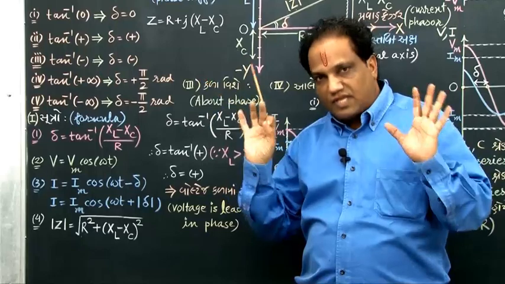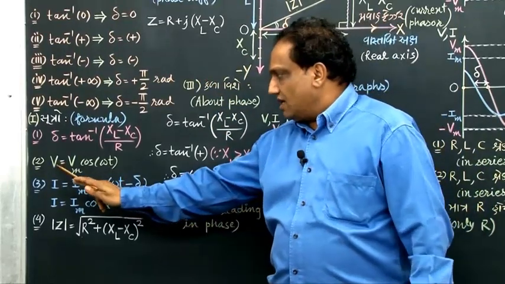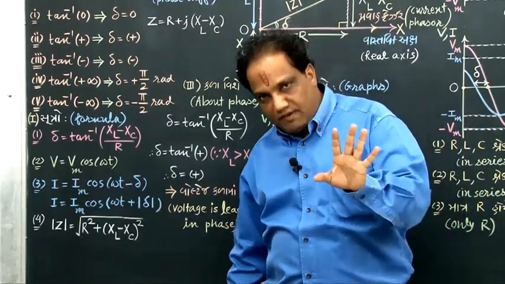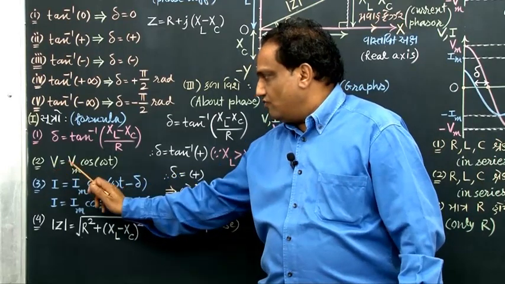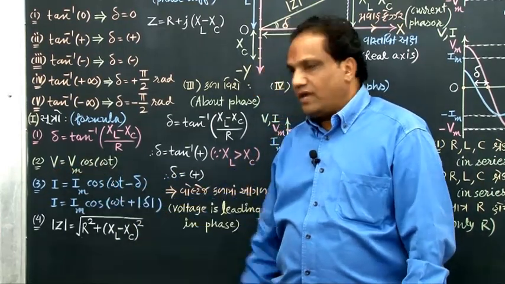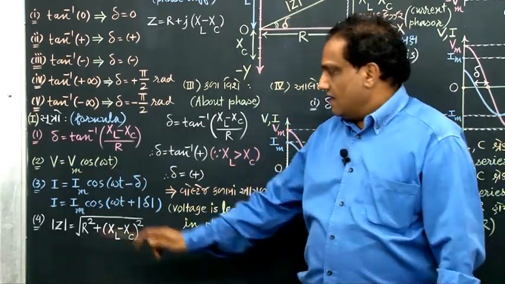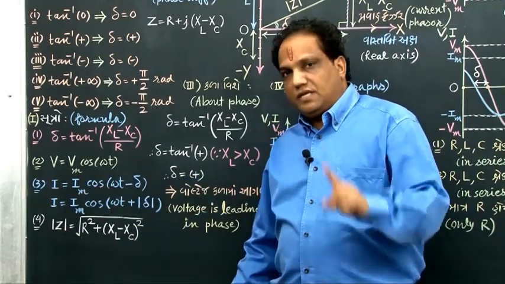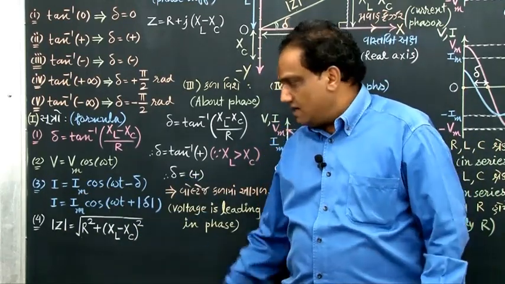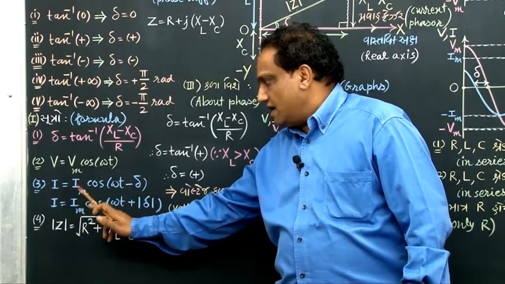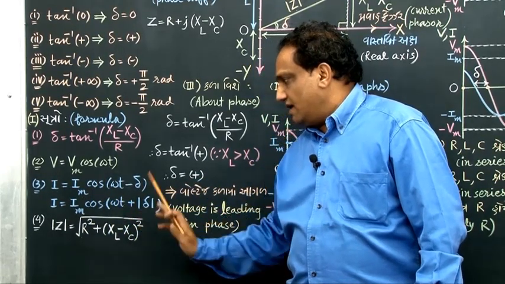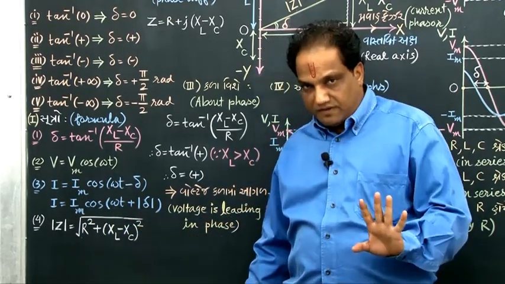For all 11 circuits, this alternating voltage formula remains the same: V equals Vm cos of omega t. For alternating current, last time we had obtained the formula I equals Im cos of (omega t minus delta). Fine.